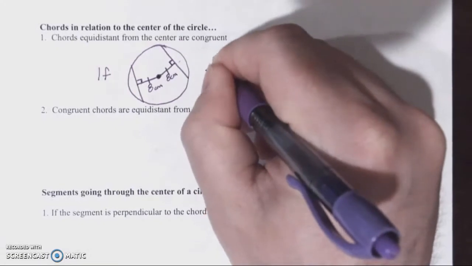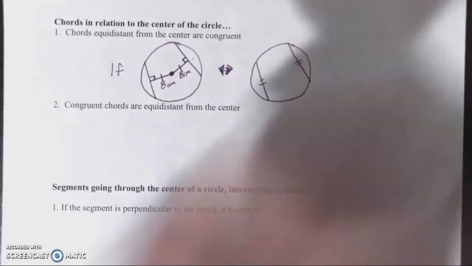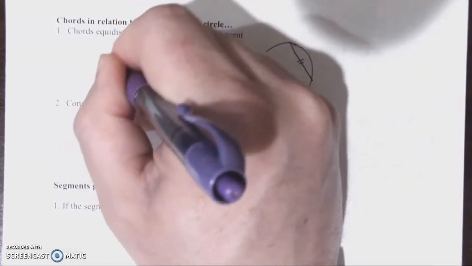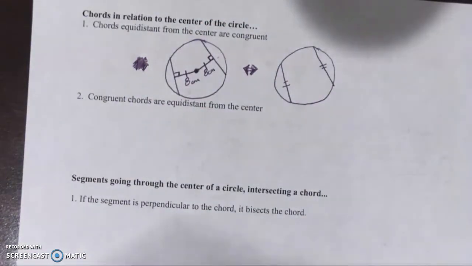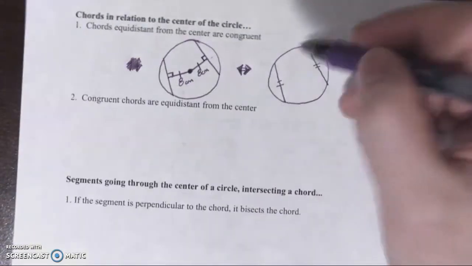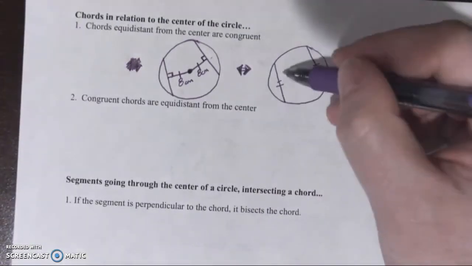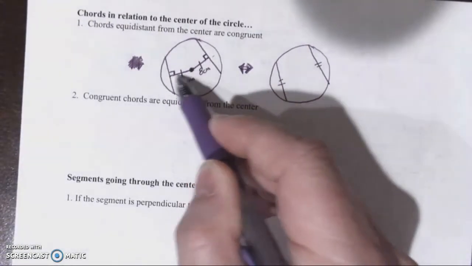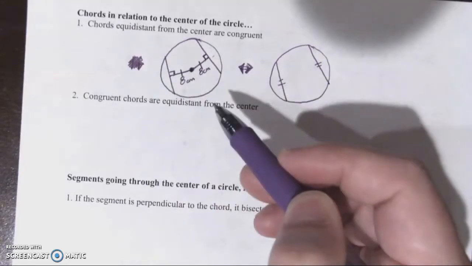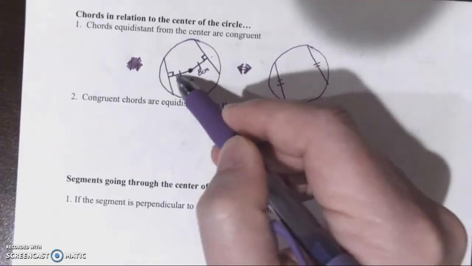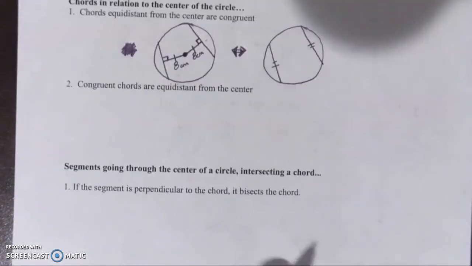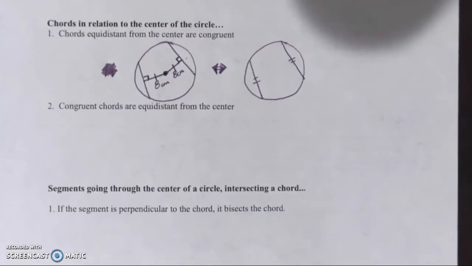So I'm going to come back up here and put a little double arrow here. So we can take away this "if" here and just say if either one of these are true, the other is true. If I'm told that two chords are congruent, I would know that the distances between the center and each chord were the same. If I were told that the distances between the center and each chord were the same, I would know that the chords were congruent. It works in both directions. Remember, we call that the converse of a theorem.